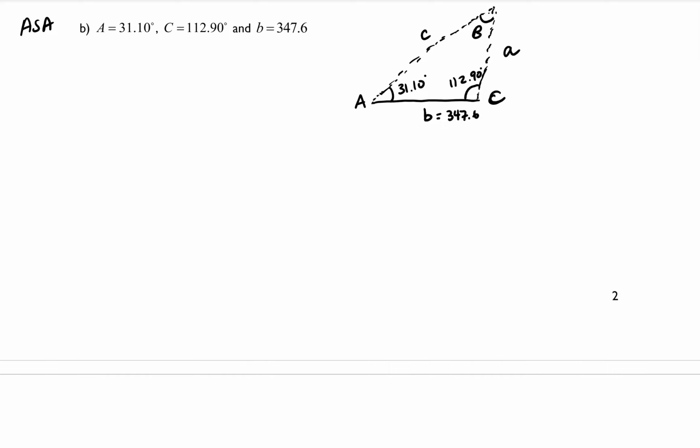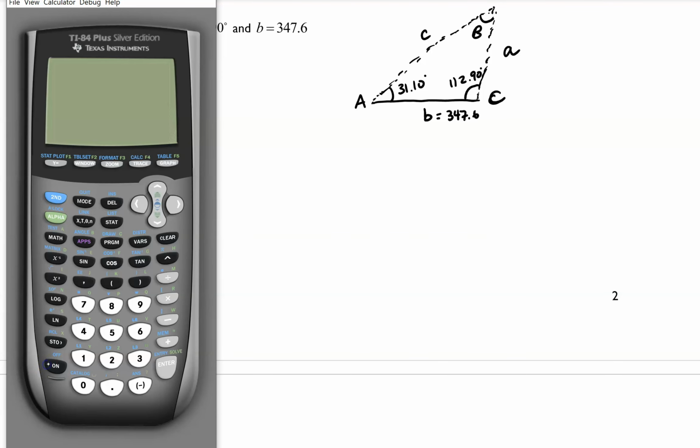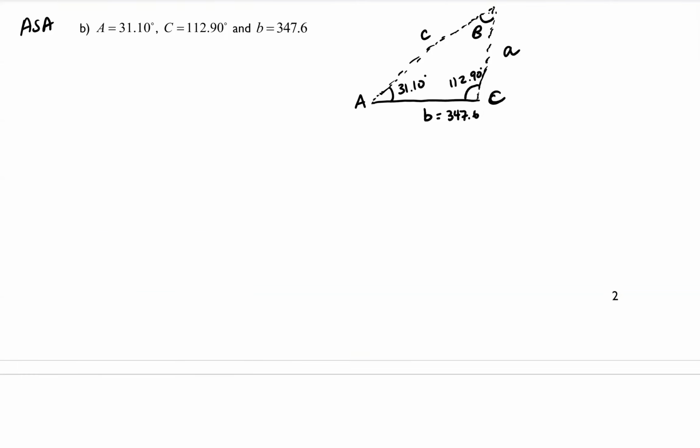So the first thing that we want to do is figure out what angle B is. And I'm going to use a calculator this time. So I know that I can do 180 minus the sum of the other two angles. And so that tells us that angle B is 36 degrees. All right, so now we have all of the angles in our oblique triangle. Now we need to find the other two side lengths.